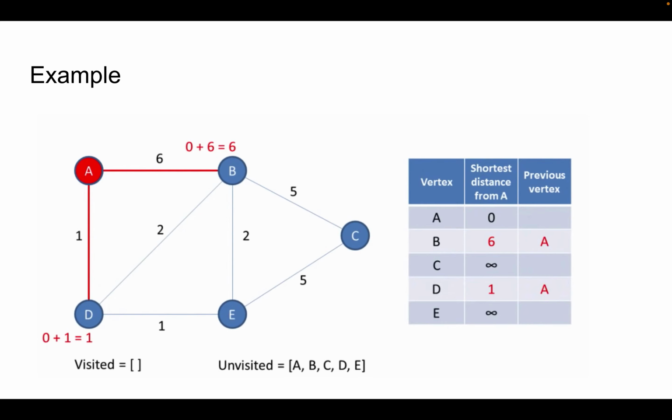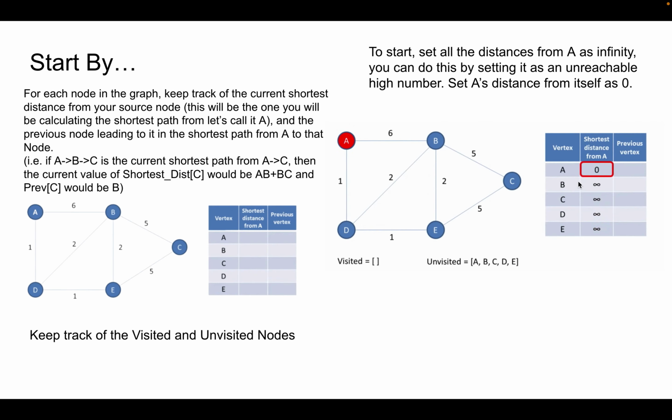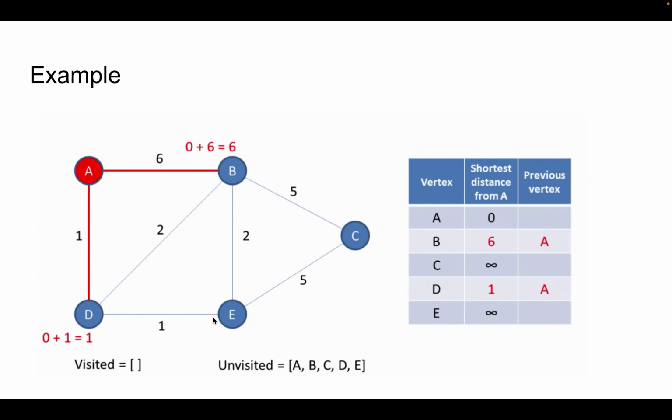So we repeat until every single node is visited. Look at its neighbors, and check their current calculated distances. So A's current distance from A itself is 0. So we look at its two neighbors, B and D. So B is 6 away from A. So B away from A is 0 plus 6 equals 6. So 6 is less than what it was before, which was infinity. So we obviously take 6, and the same for D, we take 1, and we mark the previous vertex as A.